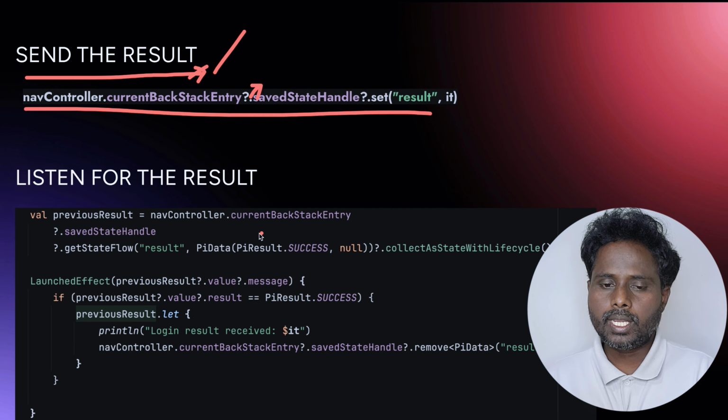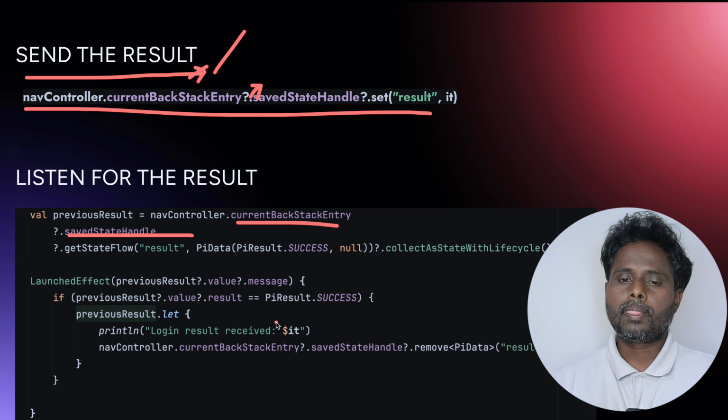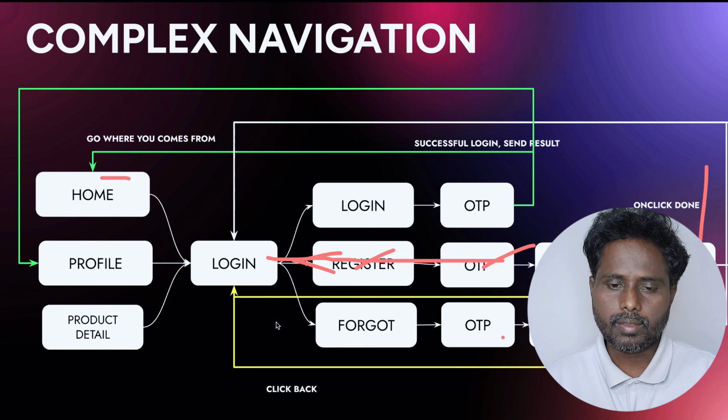And to listen for the data, you just have to listen for the current backstack entry's saved state handle and look for this particular result and render the result accordingly. Okay, by doing this, you should be able to handle all the complex navigation by yourself.